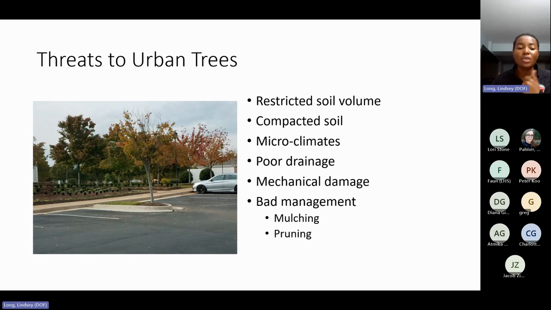Mechanical damage is weed whackers and mowers hitting up against it, and bad management, such as bad mulching or bad pruning. Bad pruning can allow diseases and stuff to get into the branches if you do it wrong.